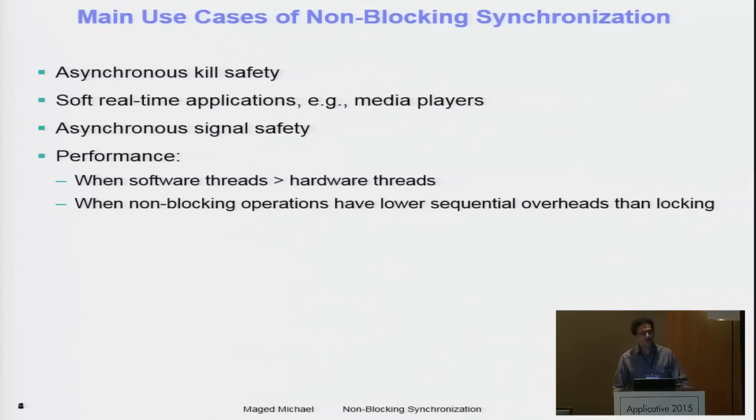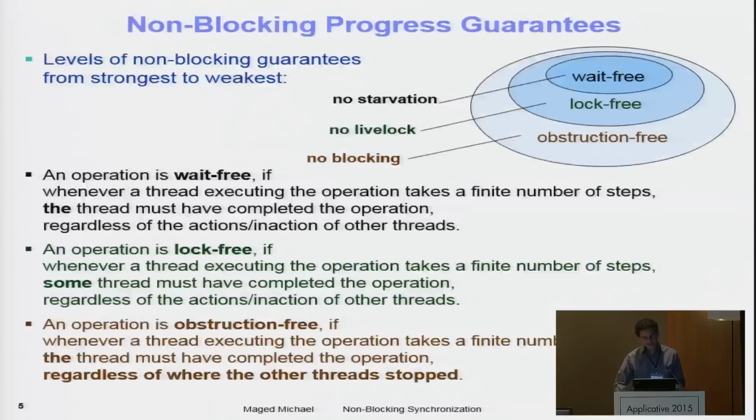If you have multi-programming, with a number of software threads higher than the number of hardware threads, then you don't want a running thread to block behind, or spin waiting for action by, a thread that is descheduled. In other cases, you can have lower overhead with non-blocking synchronization. That's not always the case, but sometimes it's lower overhead than locking.